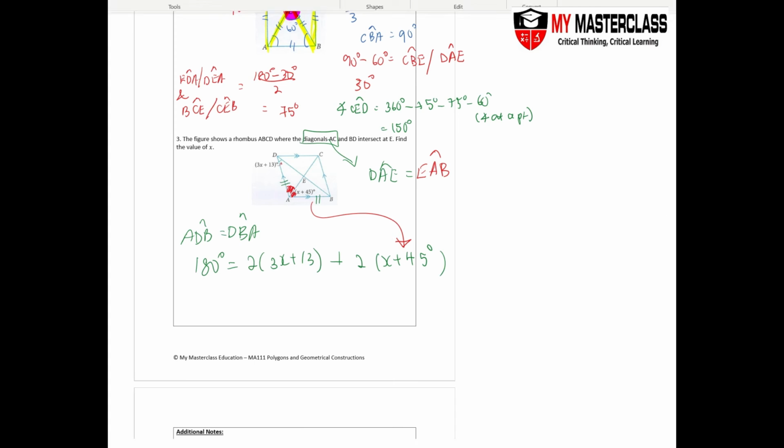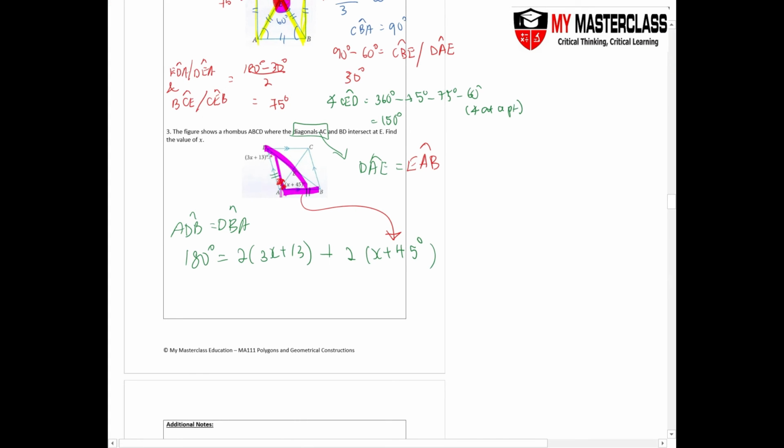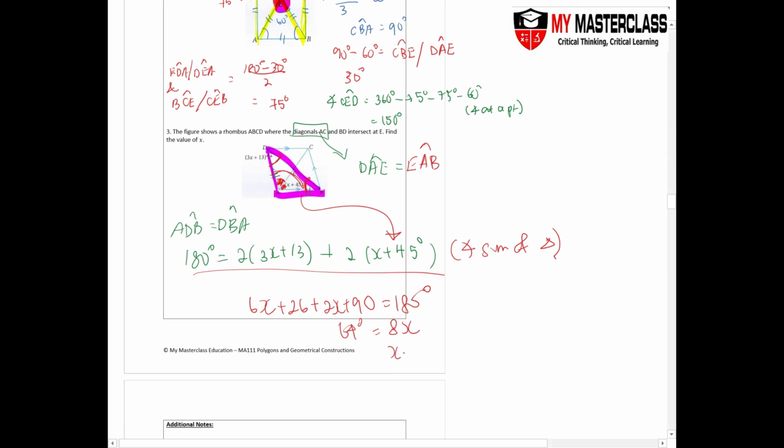Because if I'm looking at a triangle over here, what can you see? 1, 2, 3. You can see that this angle is actually this, which is the same as well as this, right? So therefore this is actually the angle sum of a triangle, which also means that it is 6x plus 26 plus 2x plus 90, which will give you 180 degrees. So therefore 64 degrees equals 8x and x equals 8 degrees. Okay, can?